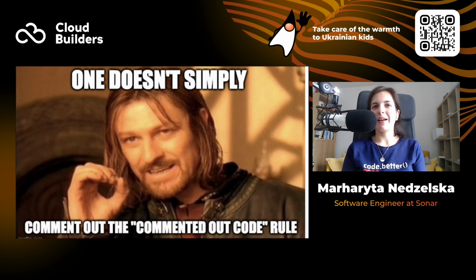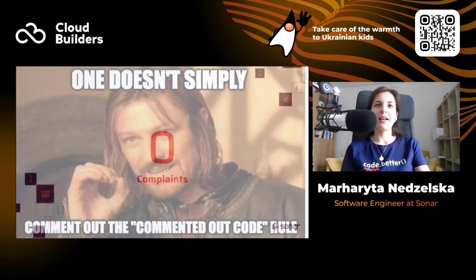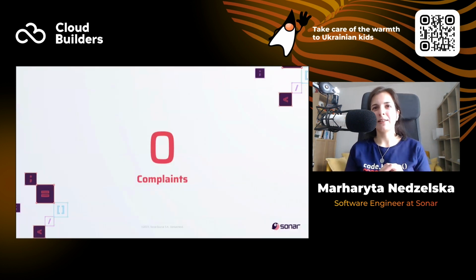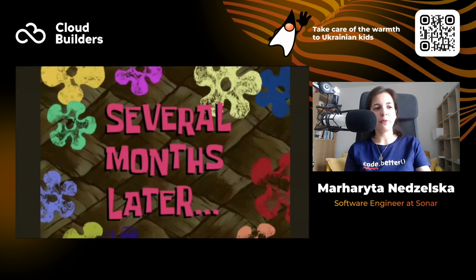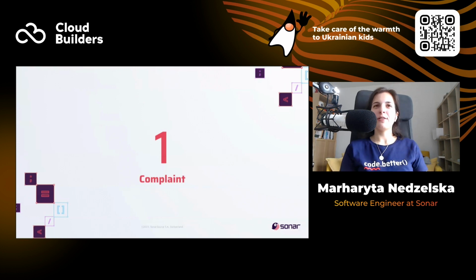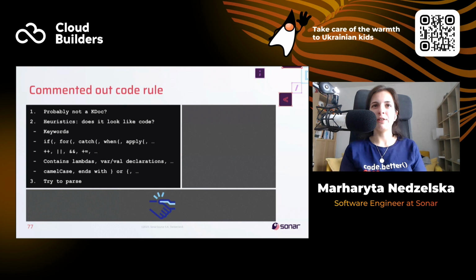So we simply suddenly ignored this rule. It never triggered. And for a year, we had 0 complaints about the rule. Then I was back to talking at the conferences. I started talking about this at the conferences. So several months later, we got the first complaint. And then we decided, okay, maybe we should rethink.